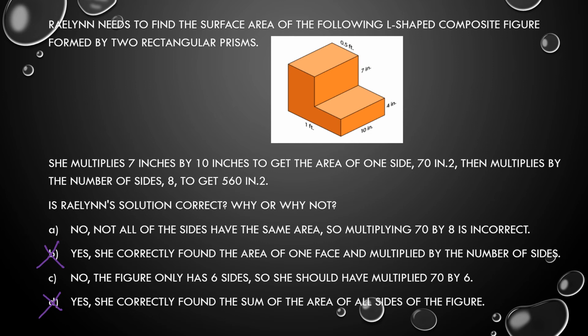If we notice, not all sides are 7 by 10, right? Here's 4 inches, this would be 6 inches, and this would be 12 inches. So no, she did not measure all the sides the same because they don't all have the same area. So when you multiply 70 by 8, that's not correct because each side has a different length. So not all faces have the same area.